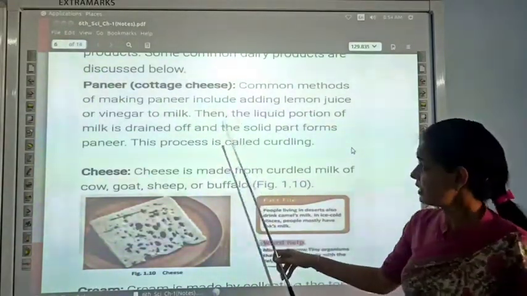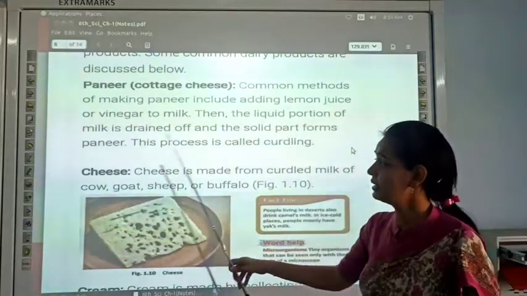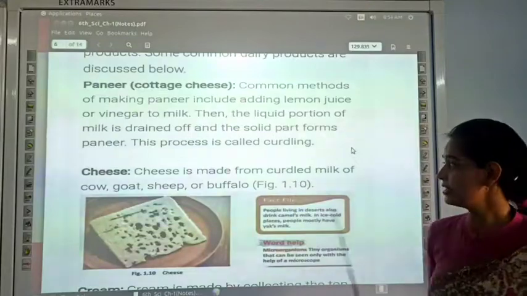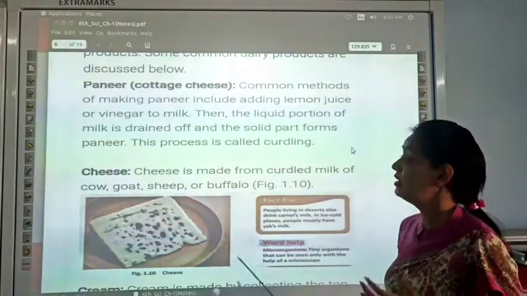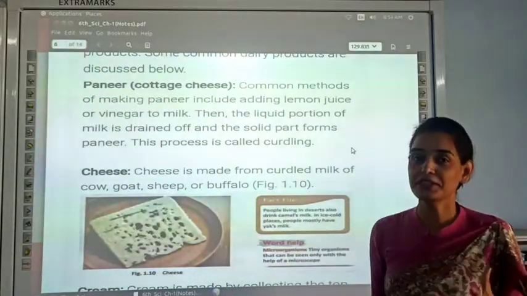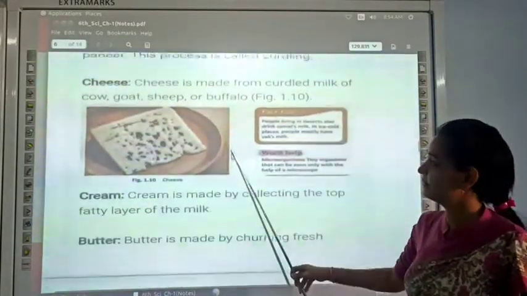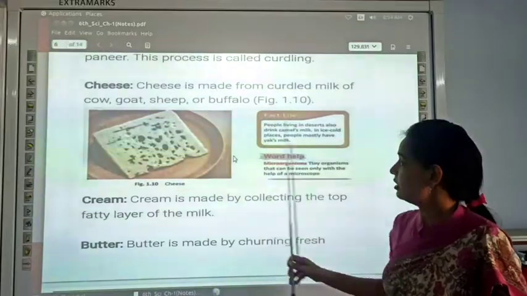So then the liquid portion of the milk is drained off. So the liquid portion, the water, is removed, and the complete solid part, that is the paneer, that is rich in fat and protein, and this is called the curdling. The process is called the curdling.